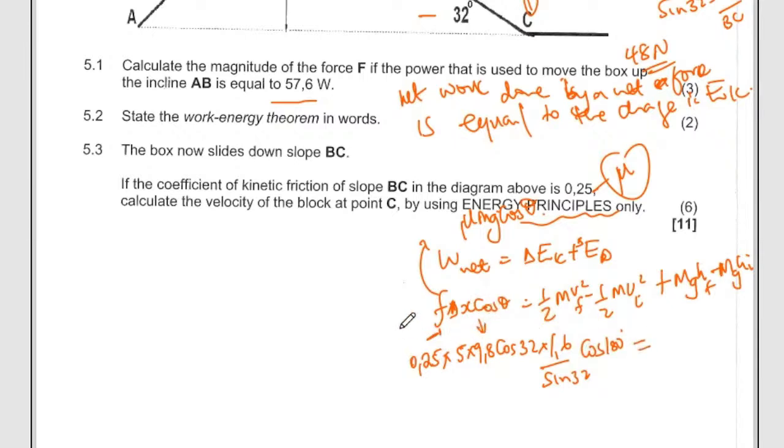So when I simplify this, remember this is just the left-hand side. So 0.25, times 5, times 9.8, the cos of 32, times the 1.6 over the sine of 32, and then the cos of that. I'm getting 313,665, but that is negative.